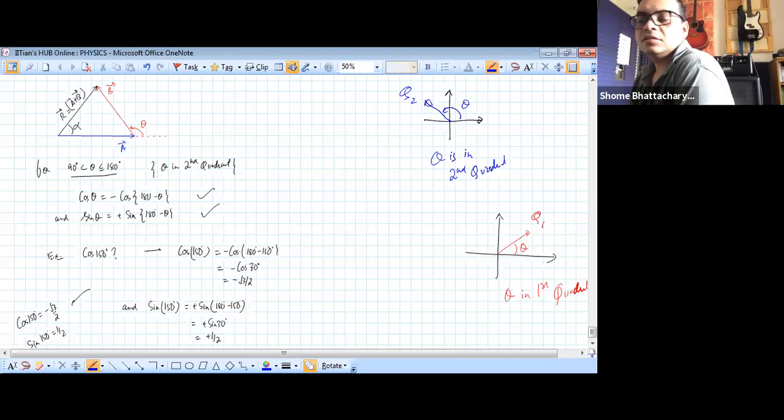ठीक है Sarah, beta, is that clear? Like that we have third and fourth quadrant also.